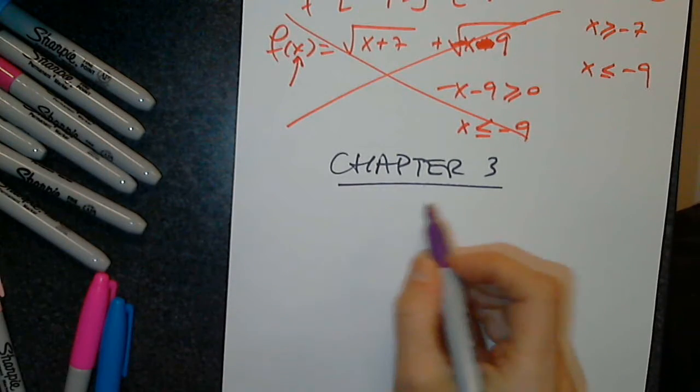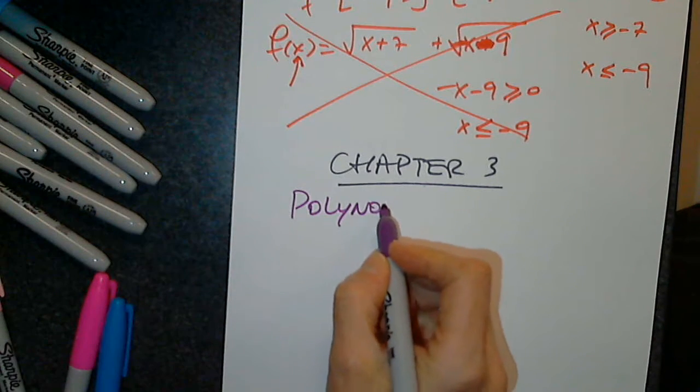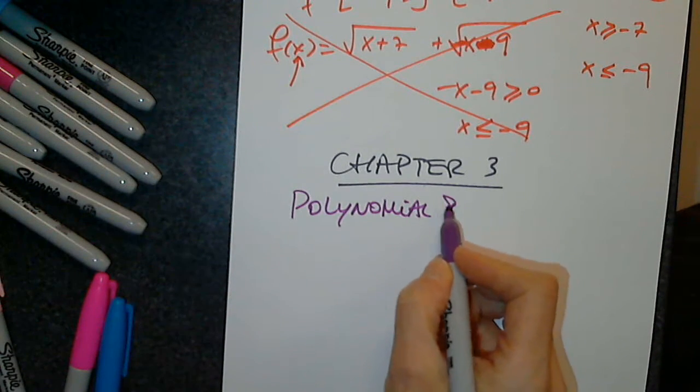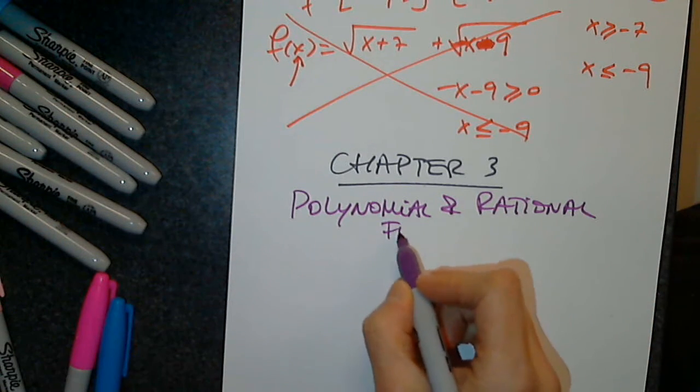So the title of chapter 3, one more time, is Polynomial and Rational Functions.